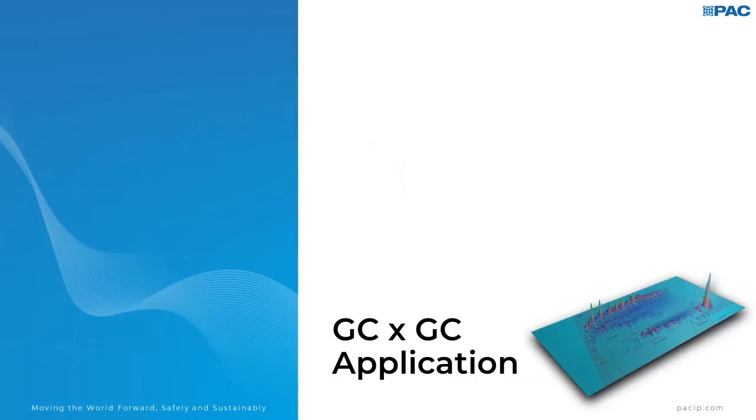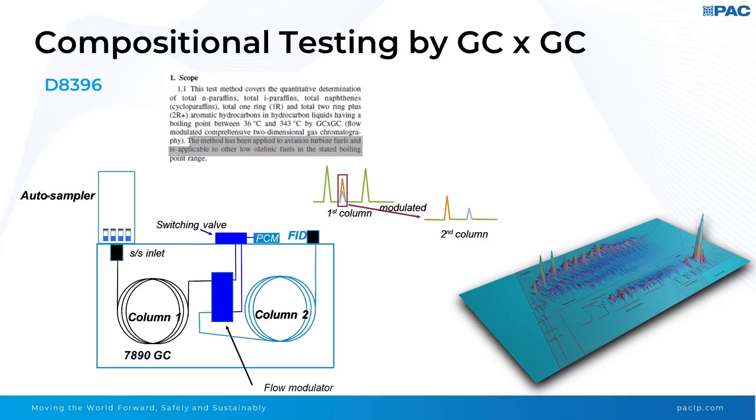Next is the GC by GC application for the compositional analysis. This is the PAC effort to introduce this method into the SDM under D8396. D8396 is a test method to quantitatively determine the paraffins, isoparaffins, naphthenes, and aromatics up to 2-ring plus.